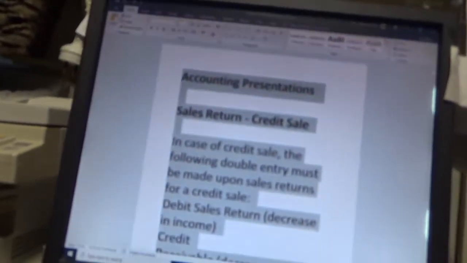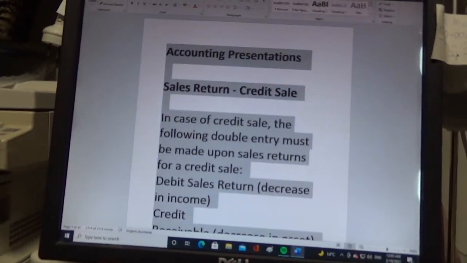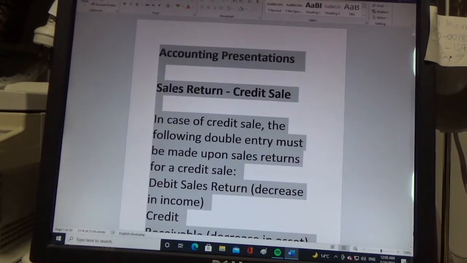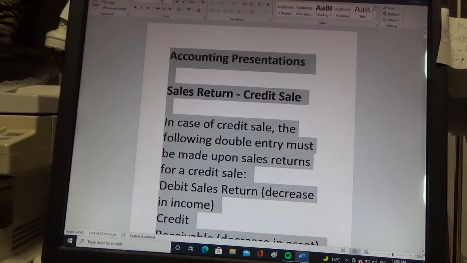I was going to include this in one on the profit and loss statement, but I realised there was so much content this really had to be a separate presentation.